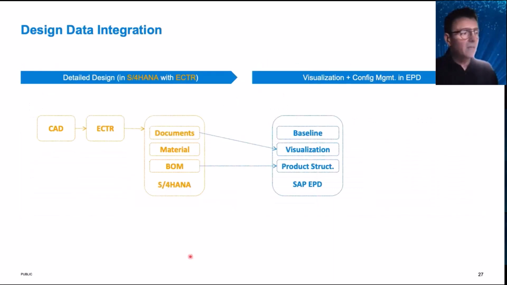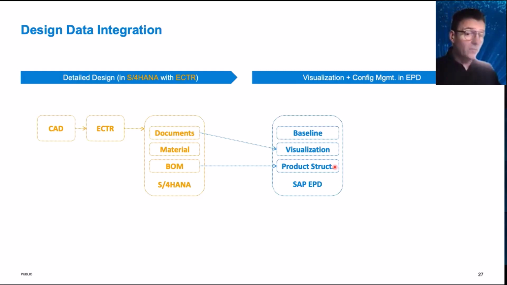So maybe just as a building block picture, what I used and demonstrated today: I showed you how we can integrate from CAD via ECTR into the documents, bill of documents, derive material, derive a bill of material, send that to EPD, to the product structure, create a visualization, and then baseline that on top. That is what I have shown today and what is already working as I've shown it.